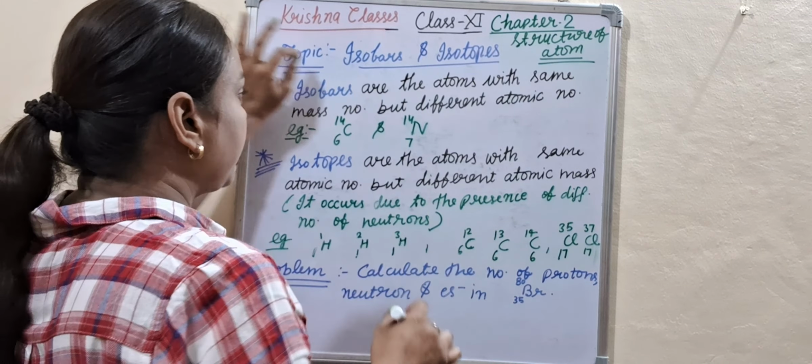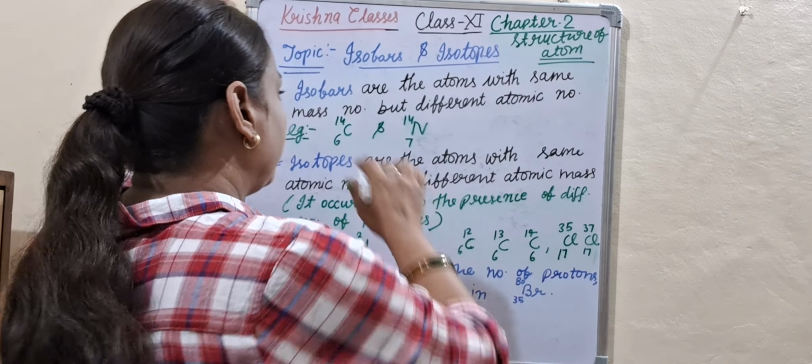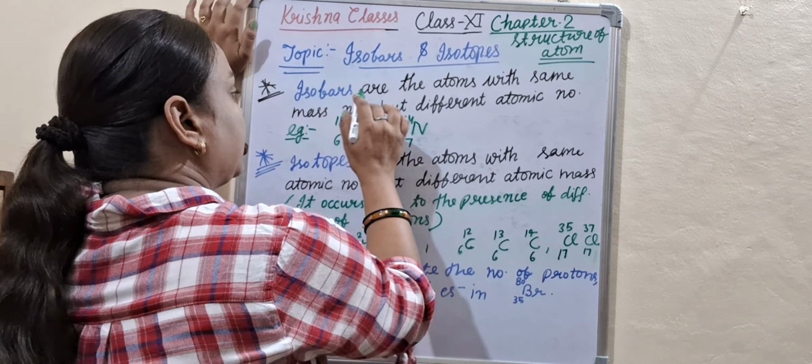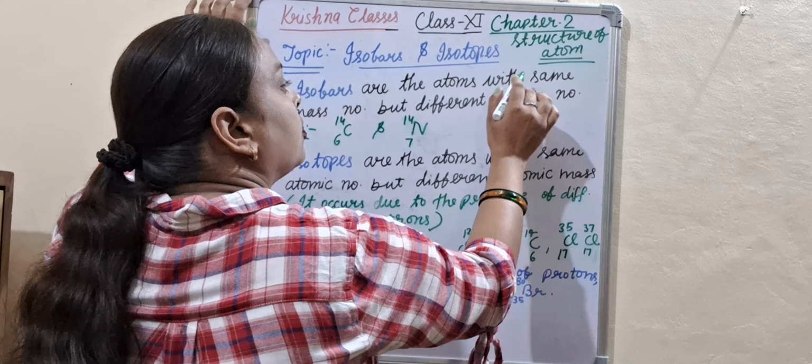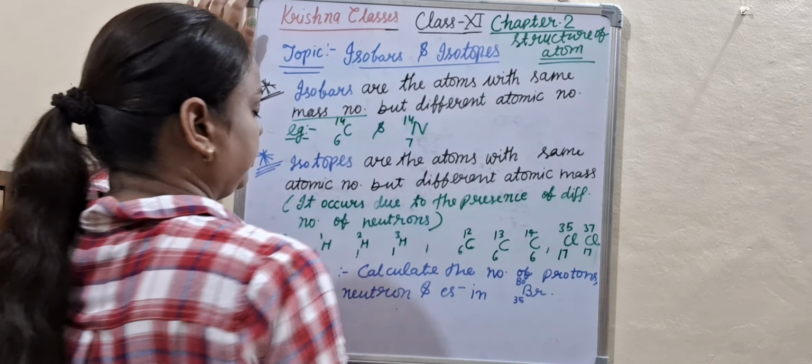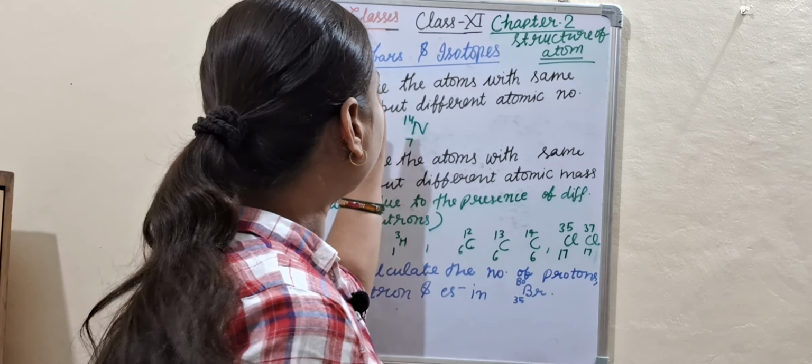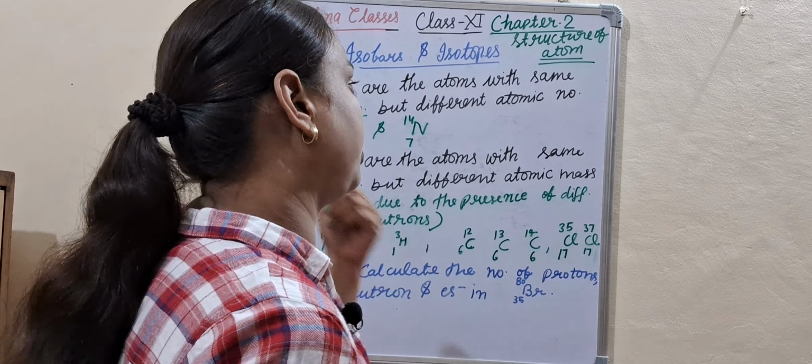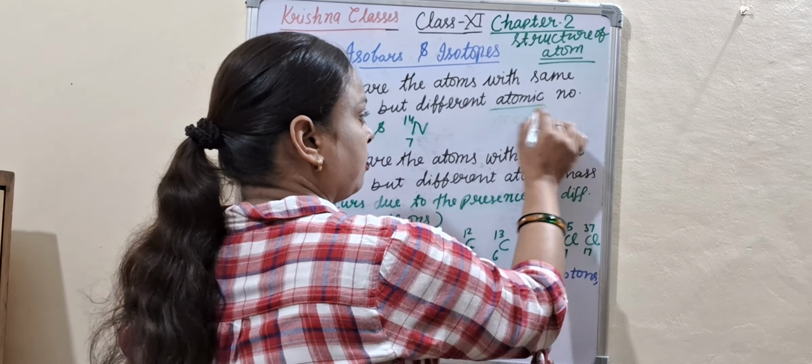What is today's topic? Isobars and isotopes. What are isobars? Isobars are the atoms with the same mass number but different atomic number.